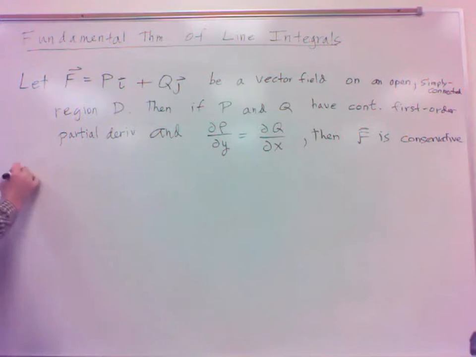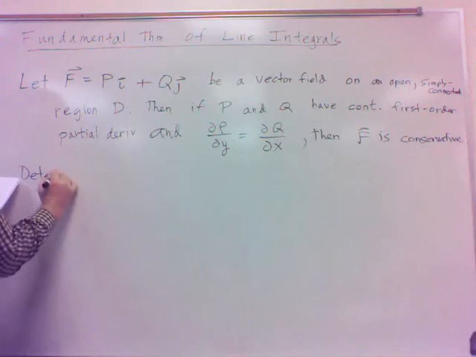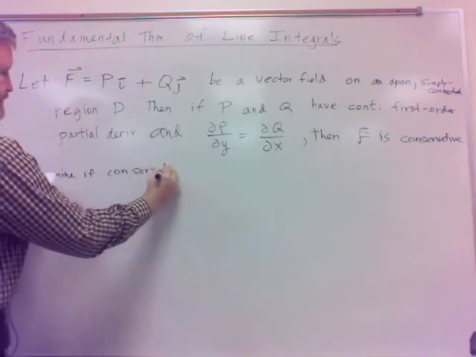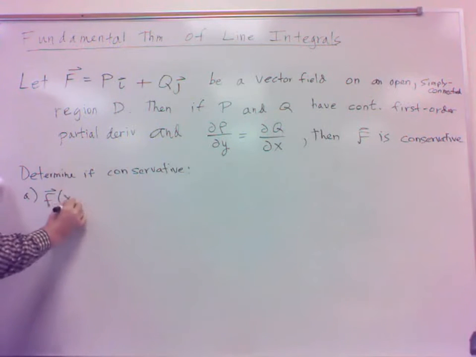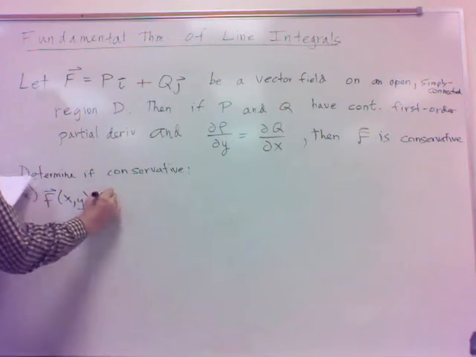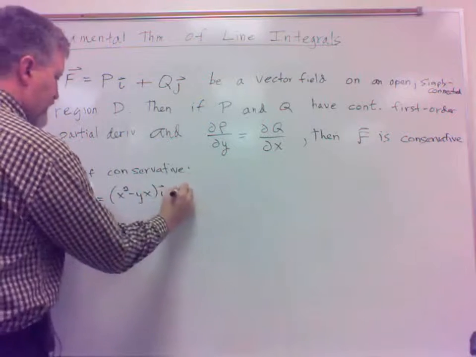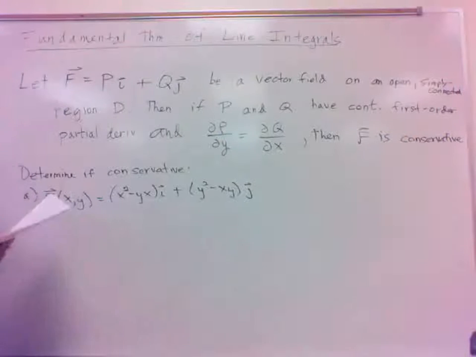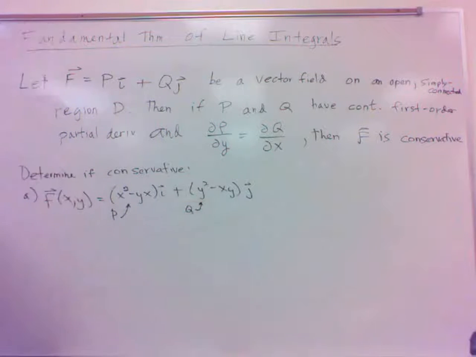All right, so let's determine if a couple of these are conservative. The vector field F of x, y equals x squared minus yx i plus y squared minus xy j. Okay, so we've got P is x squared minus yx and Q is y squared minus xy.